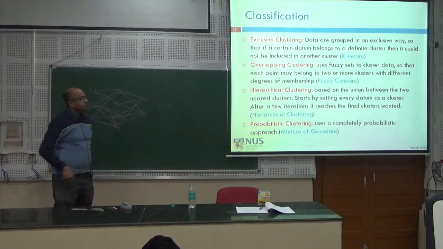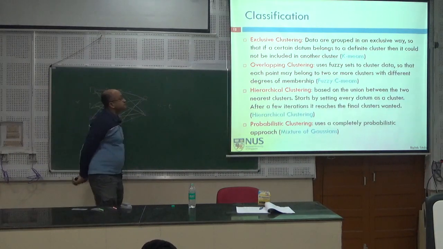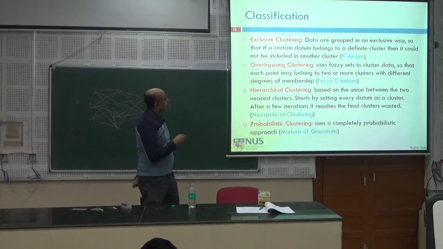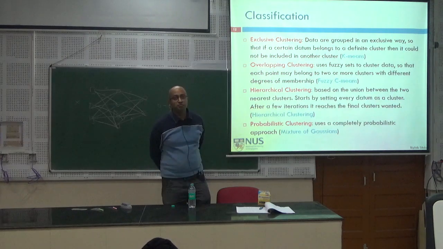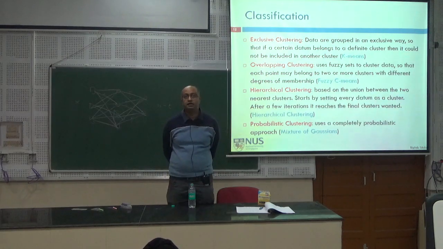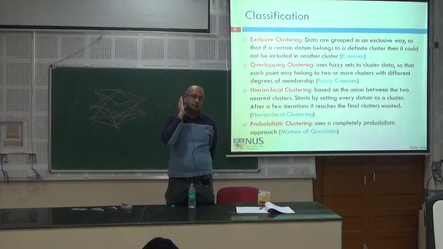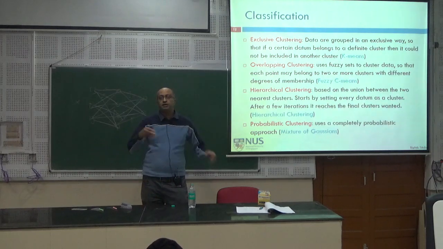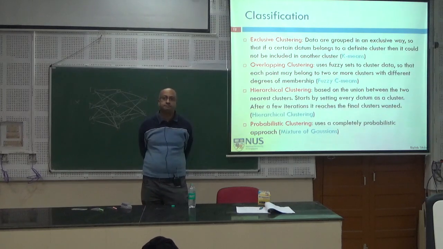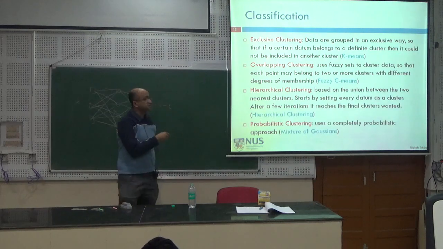So in general, you can divide clustering into 4 groups. One is, these are the common ones, exclusive clustering. This says each element in the data only belongs to one cluster, only one group. You're either an Indian or you're not an Indian. You cannot be an Indian and American at the same time. So that's exclusive clustering.